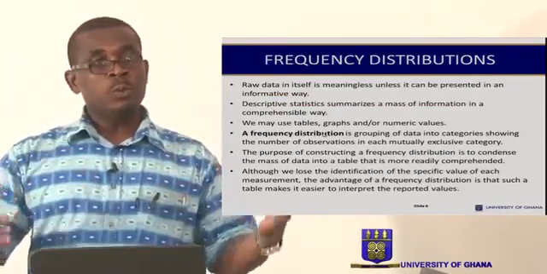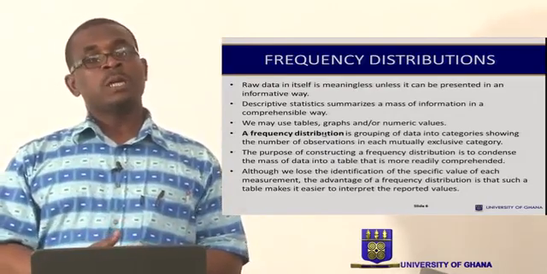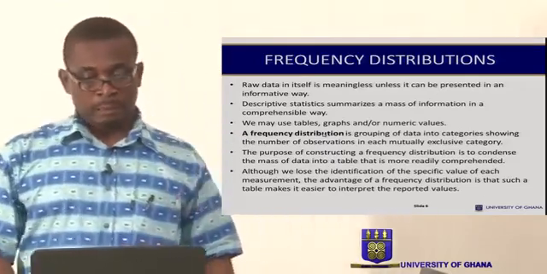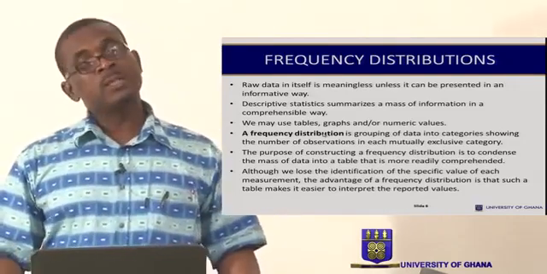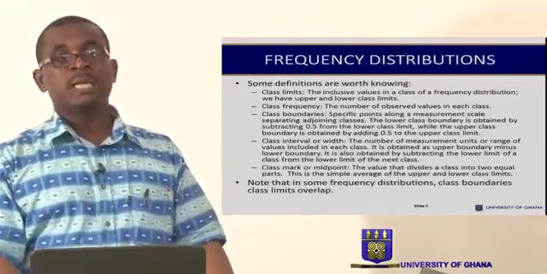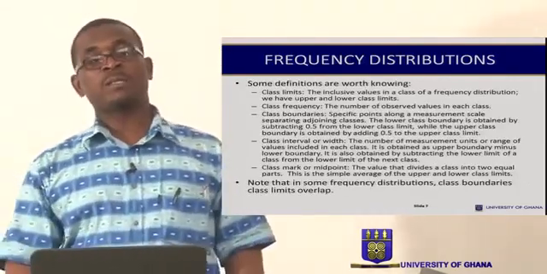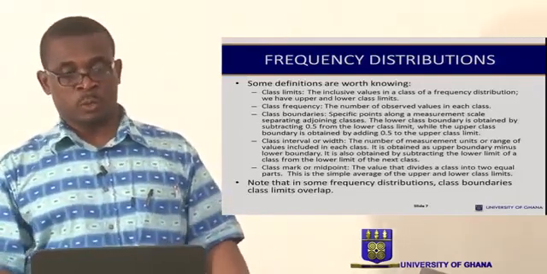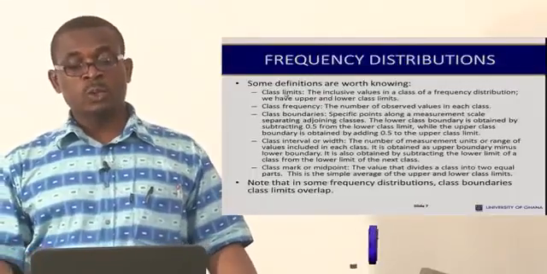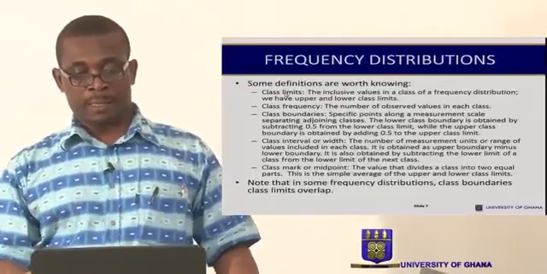Now, when you do a frequency table, you lose the individual specific values, but it also allows us to interpret the data in an informative way. To construct a frequency distribution, there are some terminologies we must know. The first is class limits. Class limits refers to the inclusive values in a class of a frequency distribution. We shall illustrate this shortly. There are two values, what we call the lower limit and the upper limit.